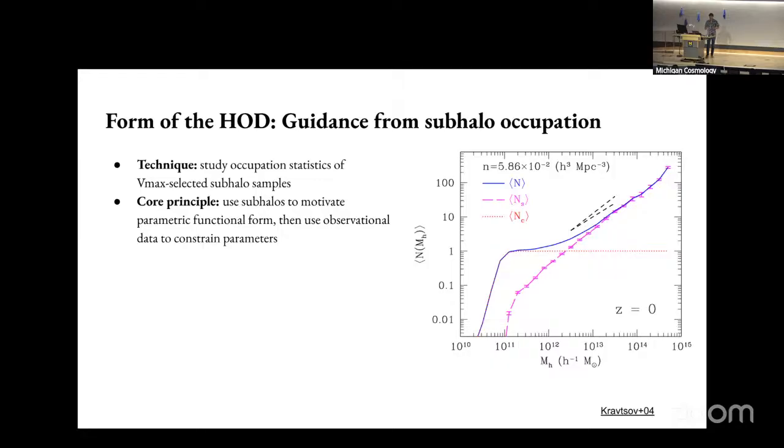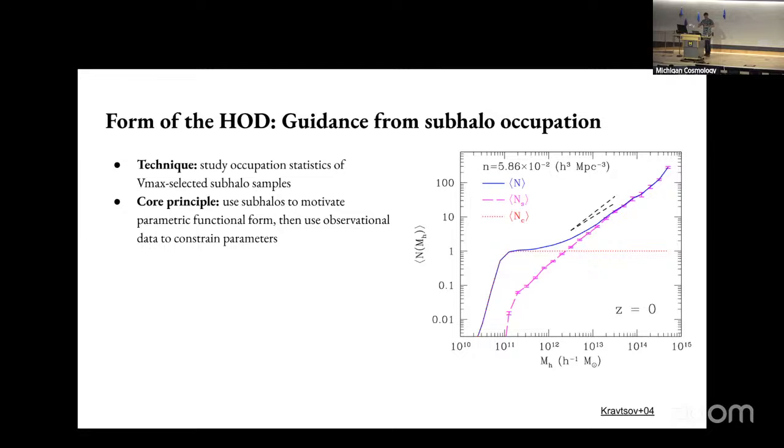One of the many things that this paper did was it said, let's take a subhalo catalog, which at that time, in 2004, was quite a new technology. And let's make a cut in Vmax and say above that cut, let me just count the number of subhalos that live in host halos as a function of the host halo mass.